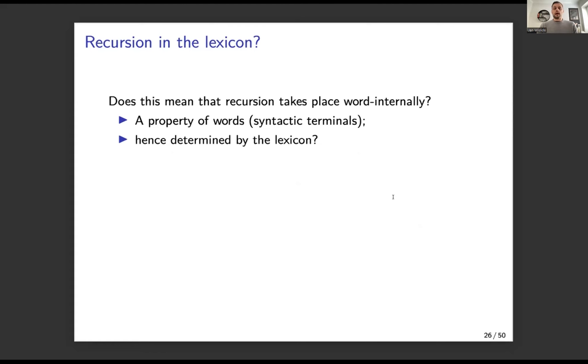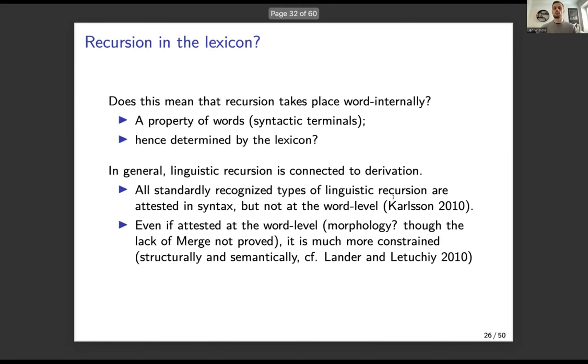Now, let's move to the second point, namely, do we have the effect of recursion taking place word internally? That means being a property of words, and this would mean that it's determined by the lexicon. Well, this is not innocent, because we know that linguistic recursion is in general connected to derivation, and we know this from two pieces of evidence. First of all, we know that all standardly recognized types of linguistic recursion are attested in syntax, but not at the word level, so not the opposite.